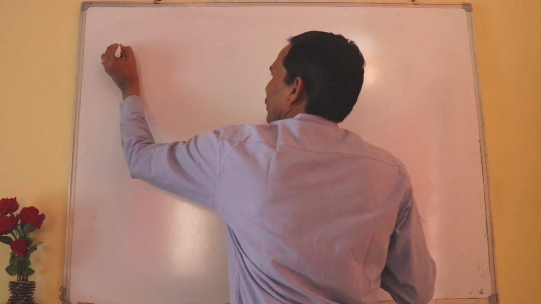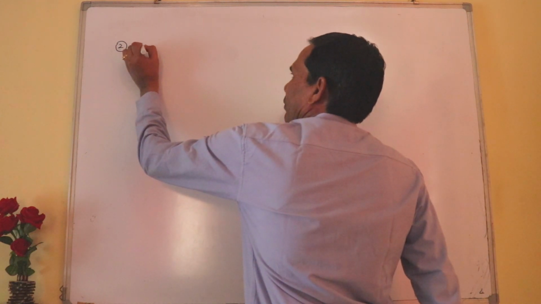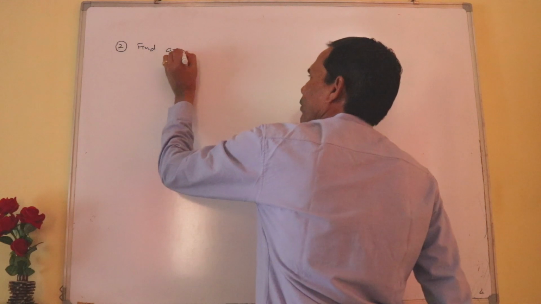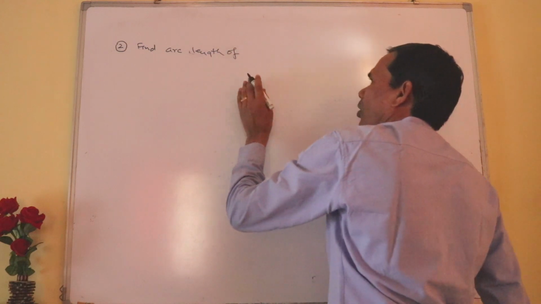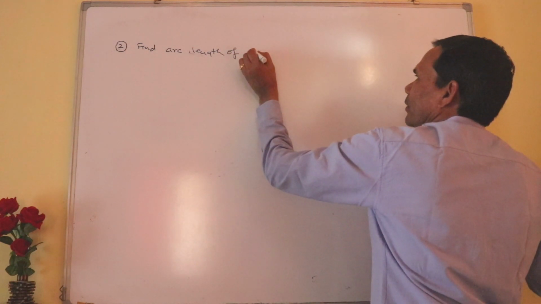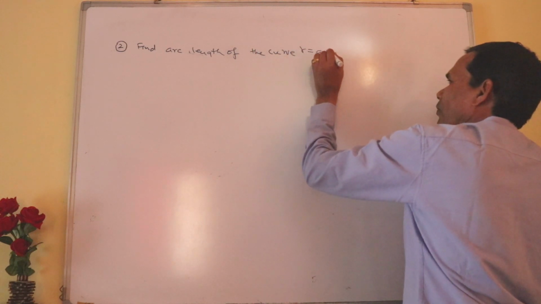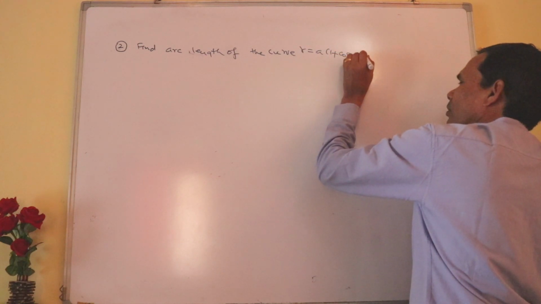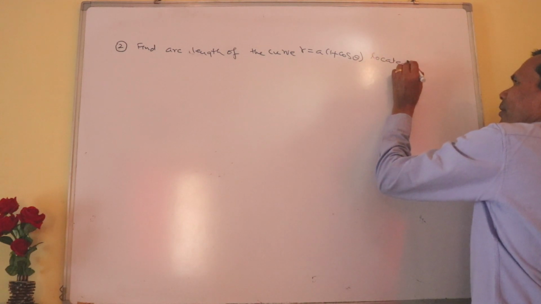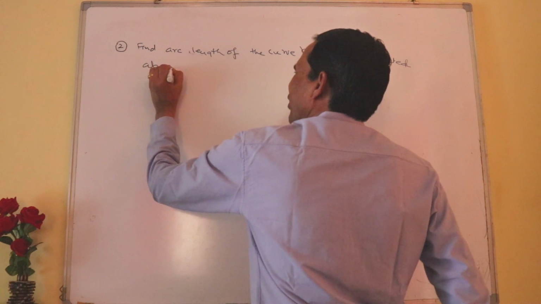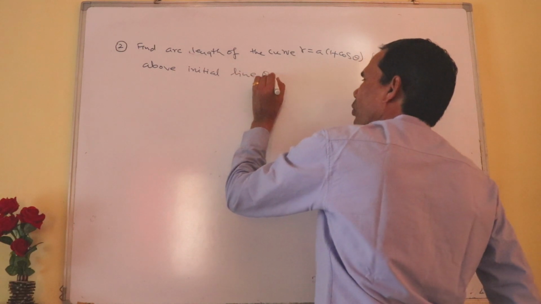Second sum on this: find arc length of the curve r is equal to a times 1 plus cos theta located above the initial line theta is equal to 0.